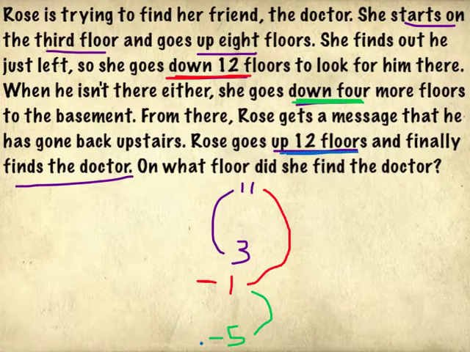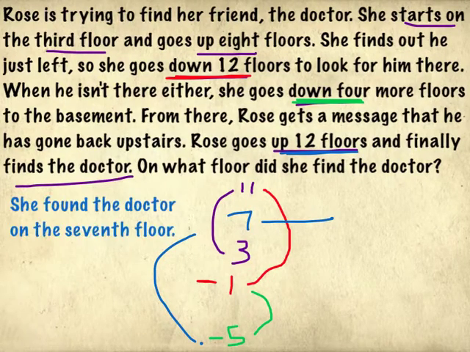So she starts on -5 and she goes up 12. That's going to put her on 7. And that is where she found the doctor. So she found the doctor on the 7th floor. And I've got a sentence, I'm done.